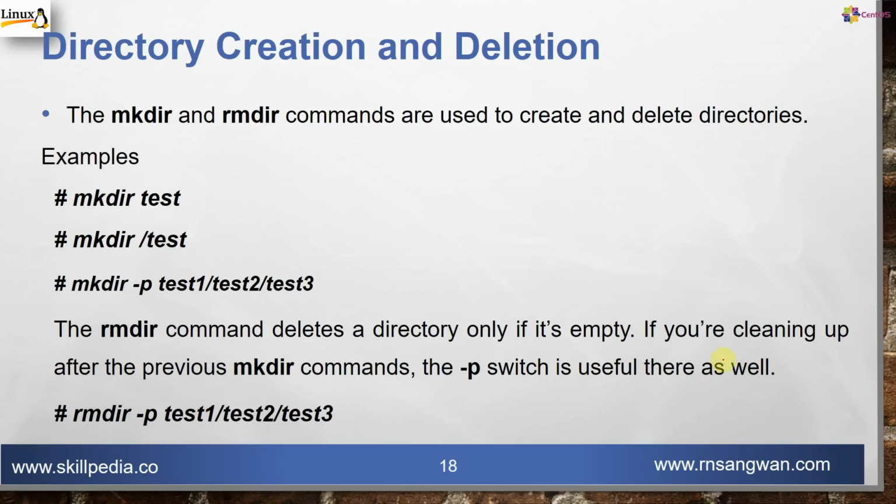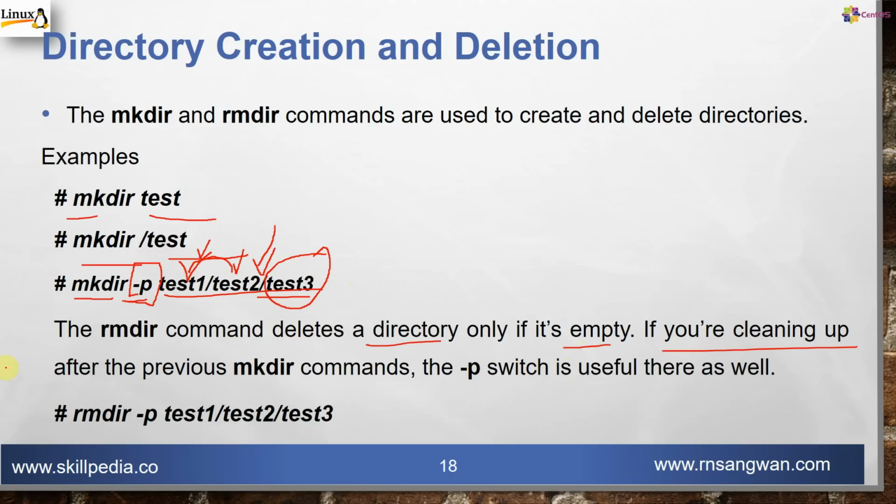mkdir and rmdir, these commands are used to create and delete directories, like make directory. I demonstrated this. mkdir /test. If you use mkdir -p, it will create the directory along with the complete path. Otherwise, if you don't use -p, to create the directory test3, test2 must exist, and test1 also must exist. Only then will you be able to create it. If you use -p, if test1 does not exist, it will create it. If test2 does not exist inside test1, it will create it, and then it will create test3 inside that. That's a good option. So rmdir deletes a directory only if it is empty.